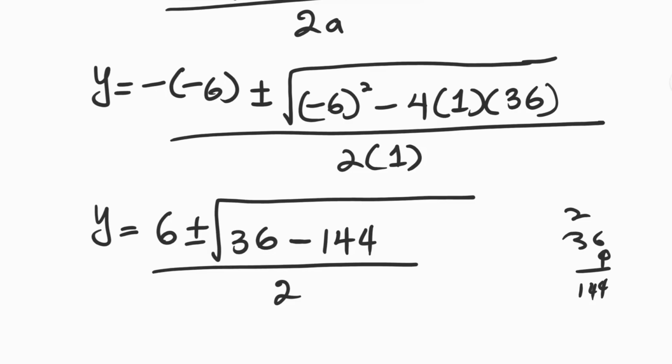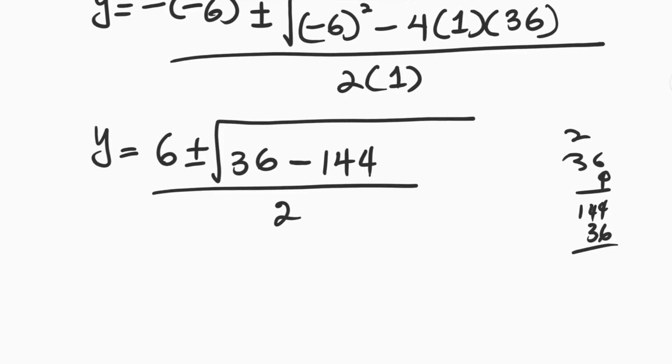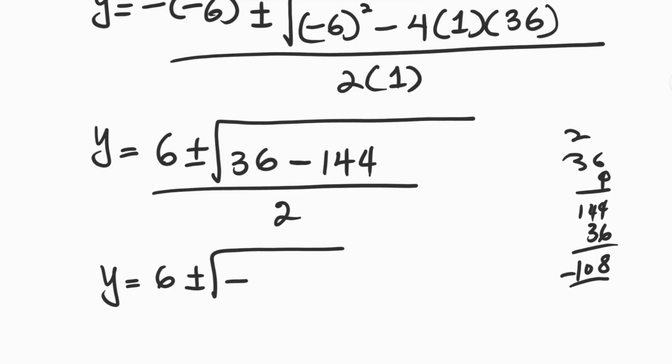So let's subtract 144 from 36. That will give us, 14 from 6, that will be 8, and 13 from 3 will give us 10. So that's minus 108. So y is equal to 6 plus or minus the root of negative 108, all divided by 2.